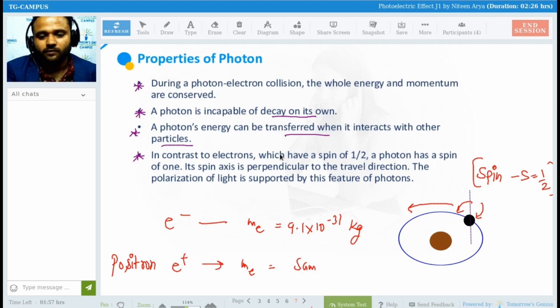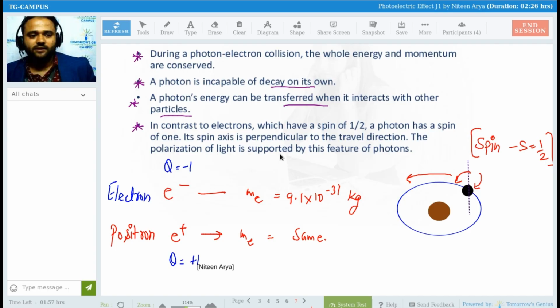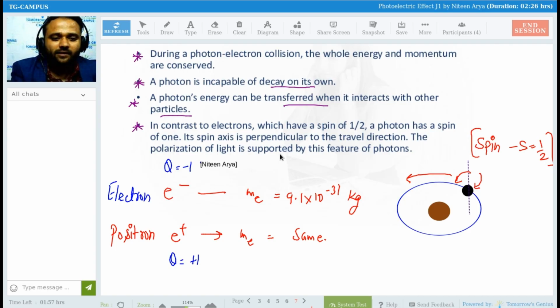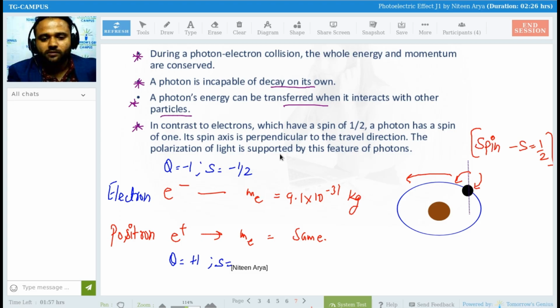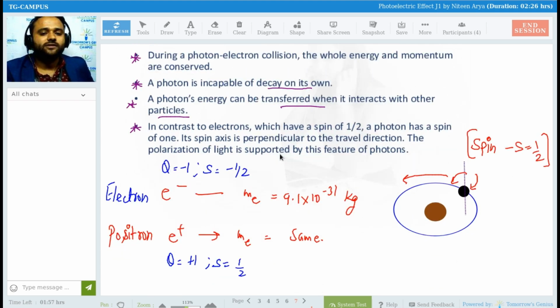Is this clear, everyone? So charge here, if I'm talking about charge, it is going to be -1 of E, or it is going to be positive 1. Nothing is going to be changed other than this. Obviously, one more thing, spin here is going to be negative of half, meaning anti-clockwise, or spin here is going to be positive of half, clockwise. For clockwise, we take a positive sign. For anti-clockwise, we take a negative sign. That is the meaning of this.